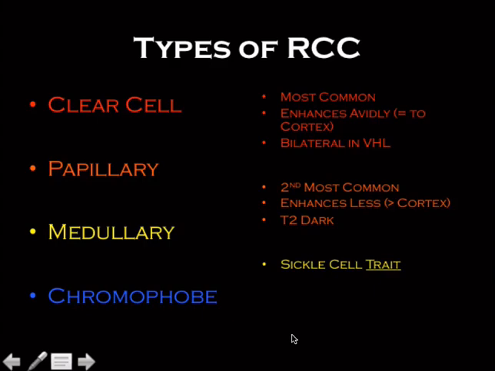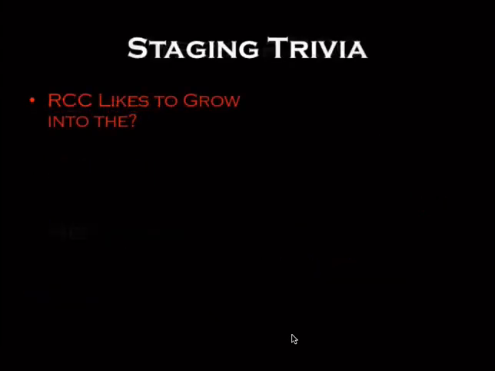Chromophobe is an uncommon subtype. You see it in Birt-Hogg-Dubé, which also gets bilateral oncocytomas, oval cysts in the lungs, and some weird skin stuff.